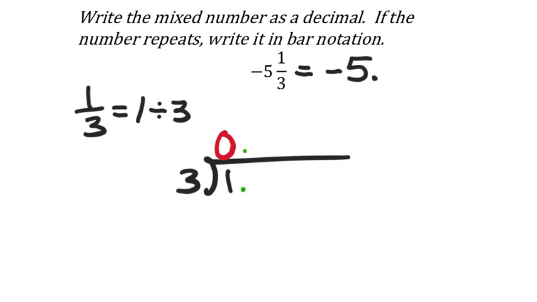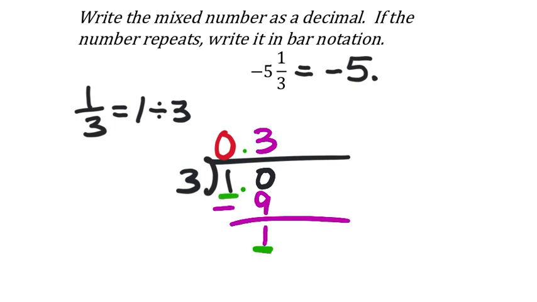So there's my decimal. I line up my decimals. I make this now 10. 3 will go into 10. Yeah, 3 times 3 is 9. Now when I subtract here, I get a 1. Now some of you notice that the ones have already started to repeat.